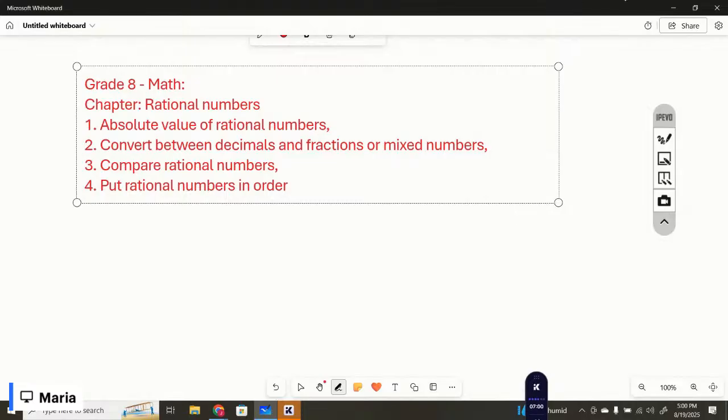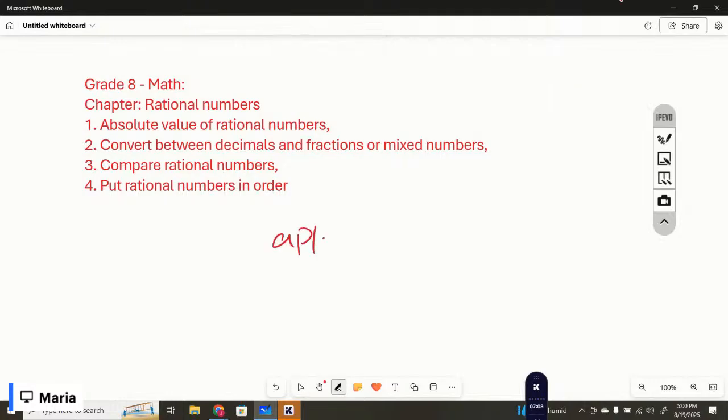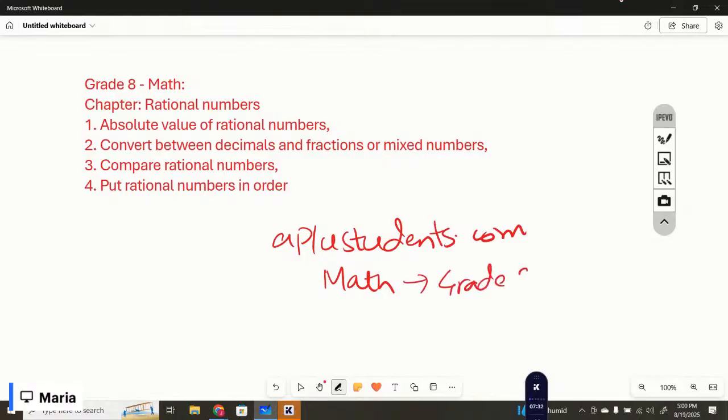We are here for grade 8 math. You can find all the lessons on aplusstudents.com. You have to log in there using your email address and password as provided by the administrator. Then you have to select math from the subject tab. Scroll down to grade 8 math and then click on view all lessons. There you can find a list of the chapters.